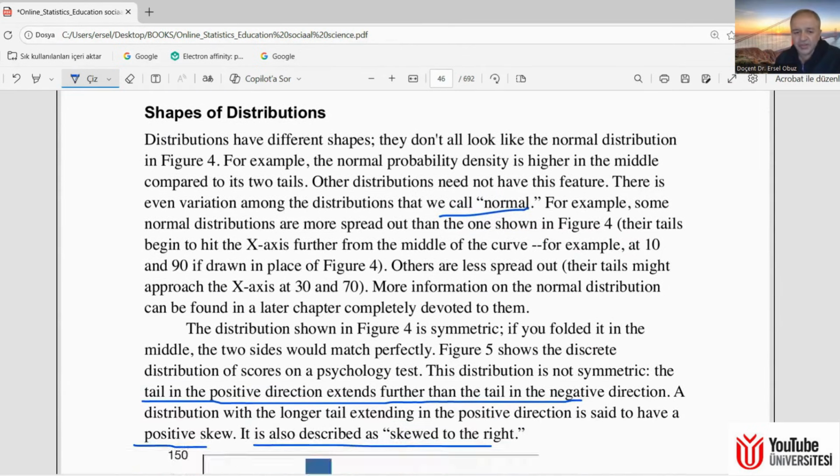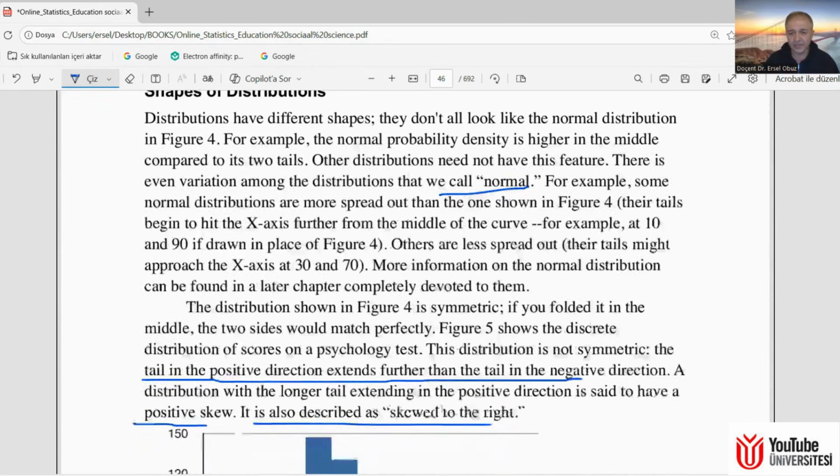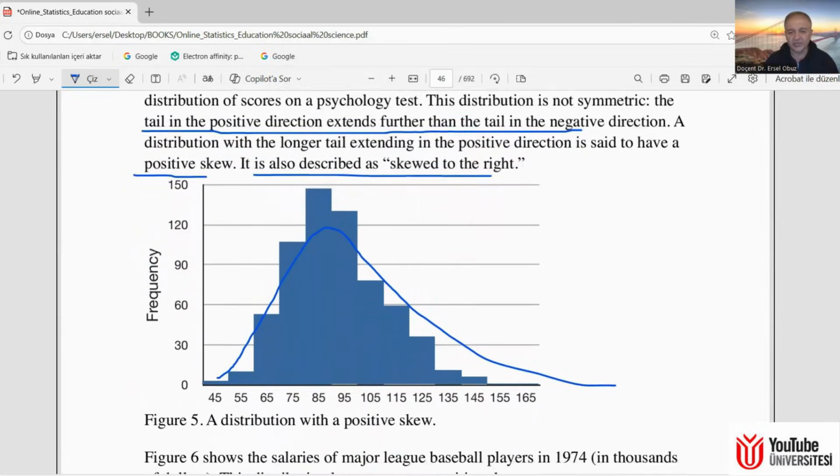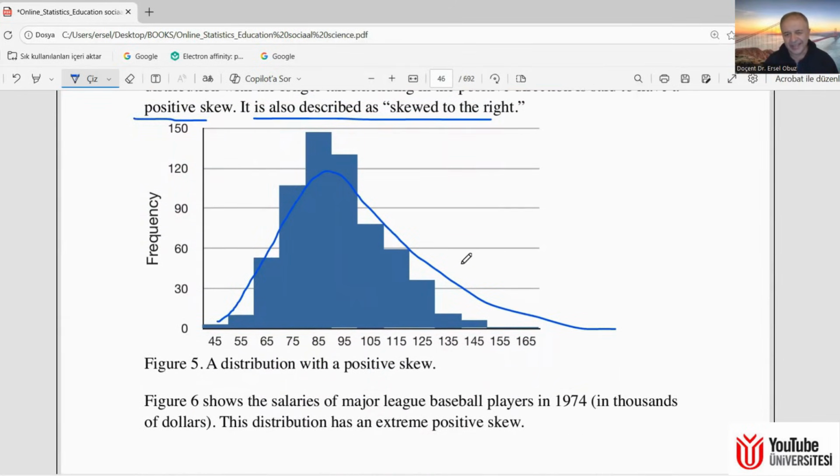Shape of distributions. When we think about shape of the distributions, we can take the normal distribution as a base point. So if something is non-normal, there will be deviations from normality. Let's look at this one. As you see, there is a tail to the right. So this distribution is called right skewed.